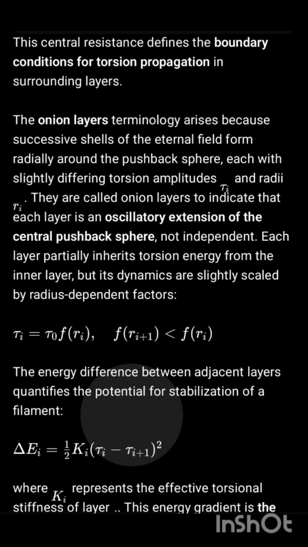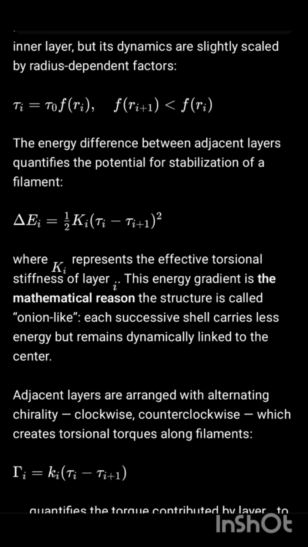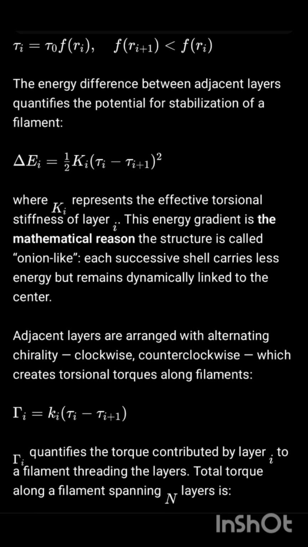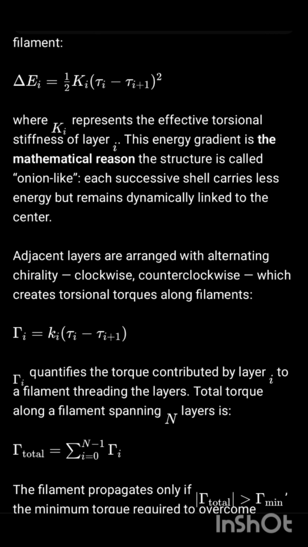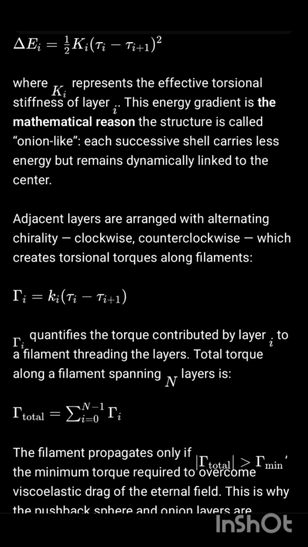The energy difference between adjacent layers quantifies the potential for stabilization of a filament. Delta E_i equals one half K_i times (tau_i minus tau_{i+1}) squared, where K_i represents the effective torsional stiffness of layer i. This energy gradient is the mathematical reason the structure is called onion-like. Each successive shell carries less energy but remains dynamically linked to the center.